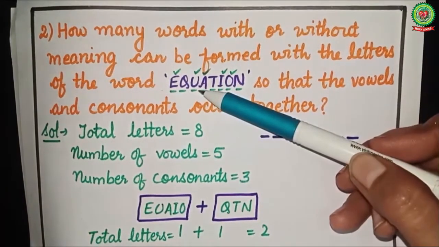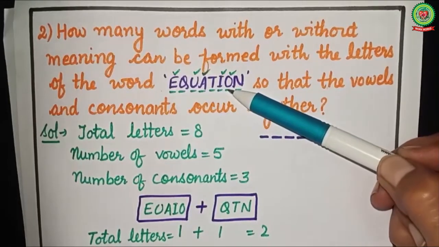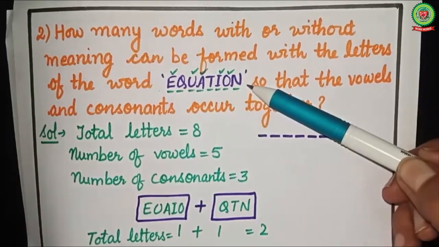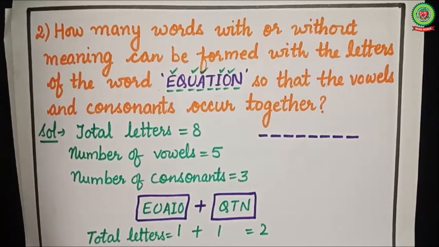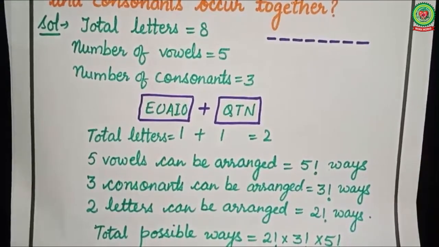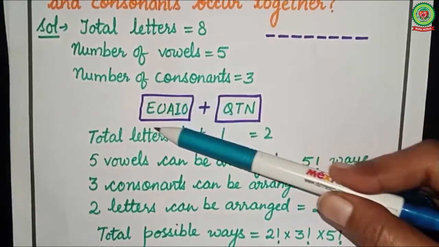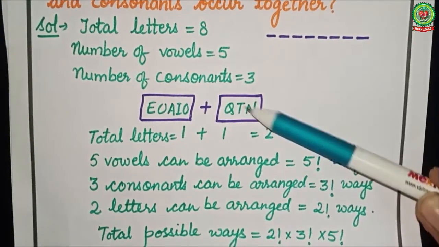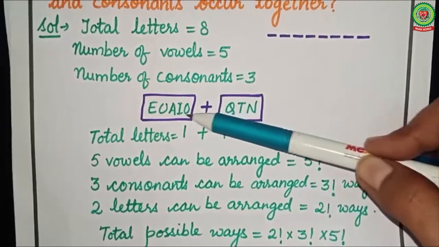Now in this word, the number of vowels is equal to 5, that is E, U, A, I and O. And the number of consonants, that is the left out letters, that is Q, T and N. So 3 consonants are there. Now we have to form the words so that the vowels and consonants occur together. So here we will consider all the vowels as one letter. We have combined them in one box, that is E, U, A, I, O. This is one letter, and the consonants as the second letter, that is Q, T, N. Now these two will come together. It means we have to see the arrangement of these two letters.